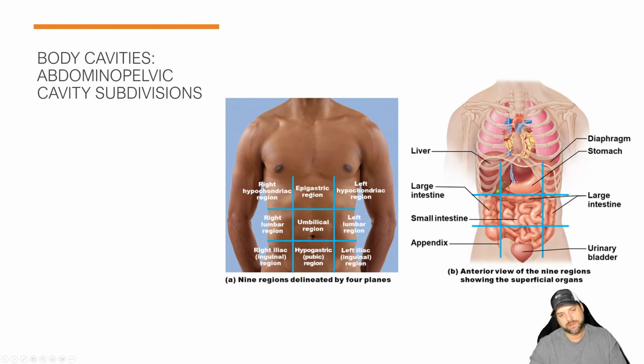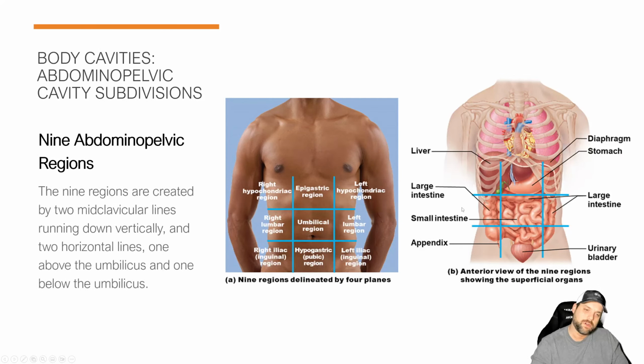The epigastric is above the stomach region, right here at the xiphoid process. Hypogastric is your pubic region down further. The right iliac or inguinal region is your right groin, and your left groin is your left iliac. And then, of course, the umbilical region is right over the belly button and a little above it. If you look on the right here, it shows a couple of the divisions and how they're divided, as well as the organs found within them.